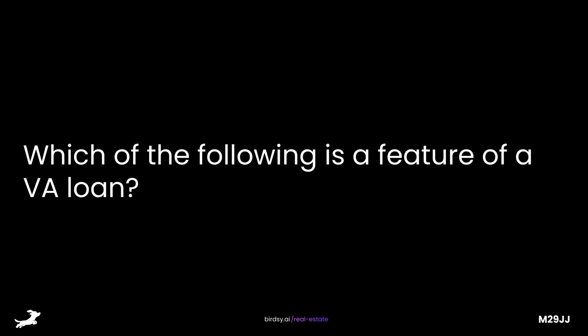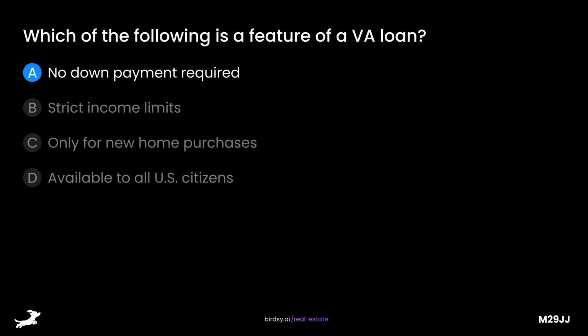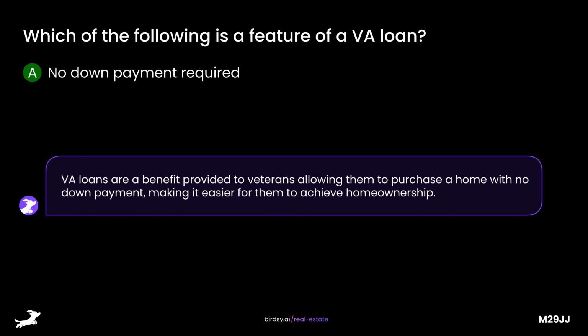Which of the following is a feature of a VA loan? Is it A, no down payment required, B, strict income limits, C, only for new home purchases, or D, available to all U.S. citizens? The answer is A, no down payment required. VA loans are a benefit provided to veterans, allowing them to purchase a home with no down payment, making it easier for them to achieve home ownership.